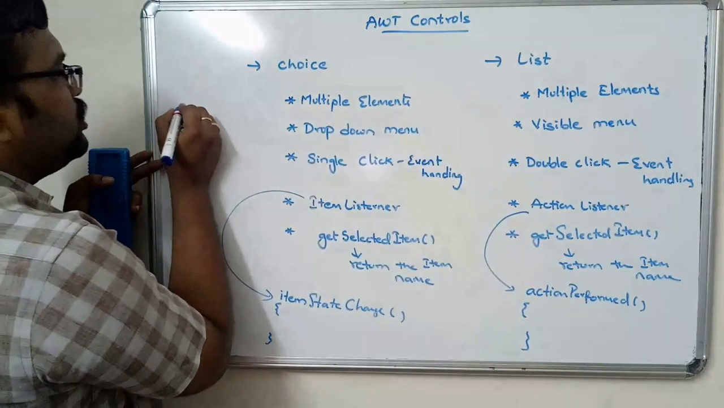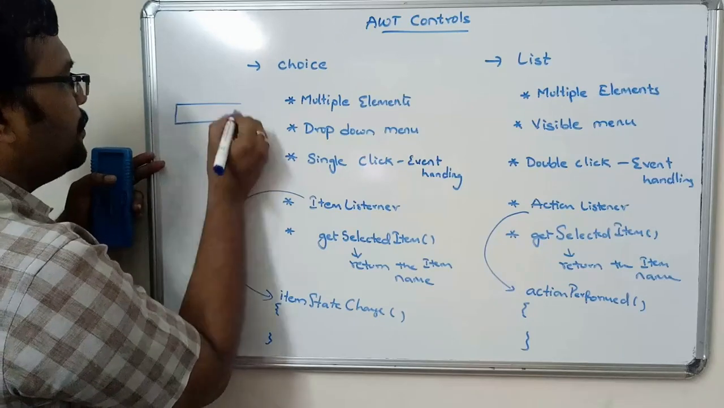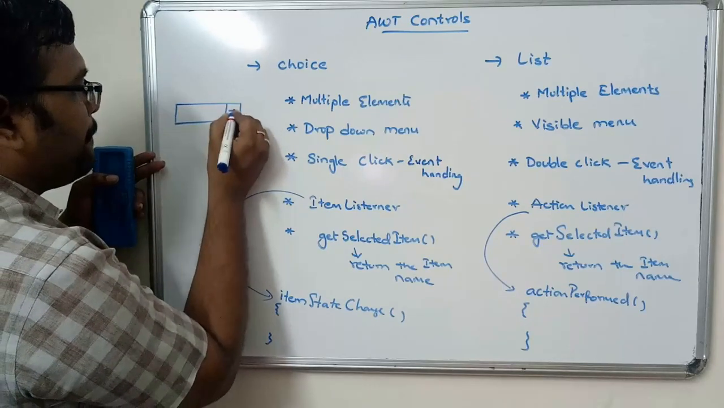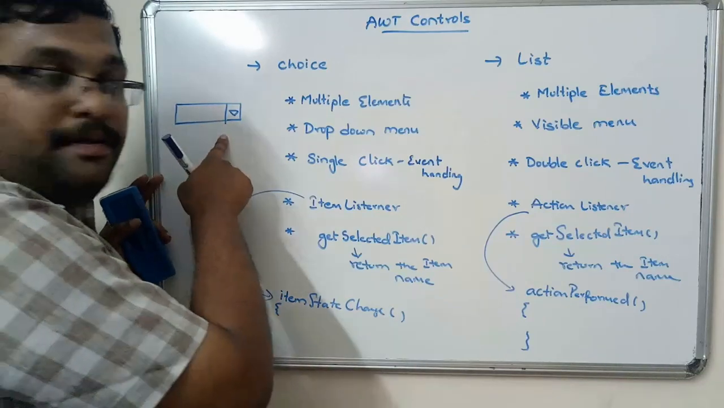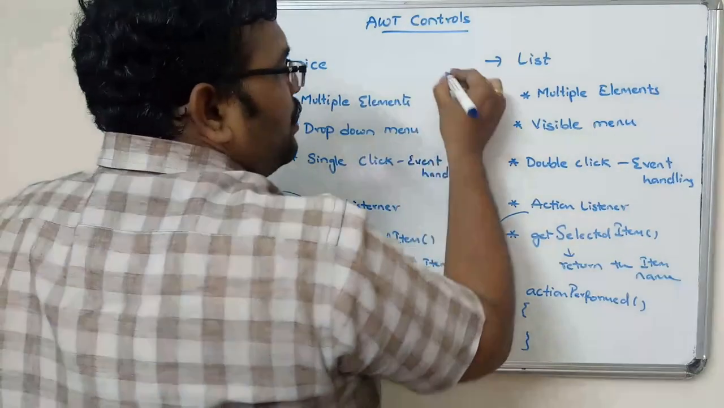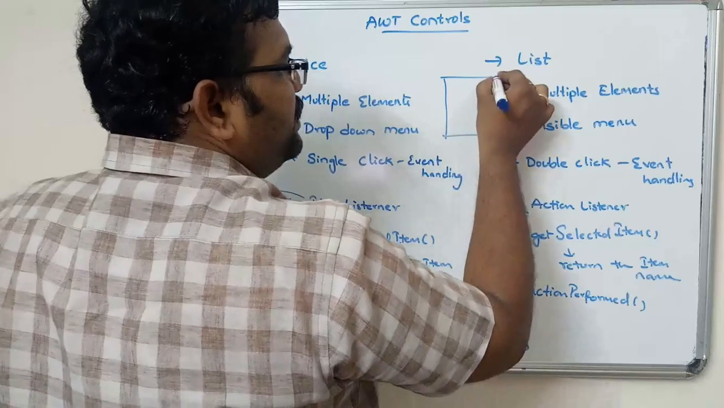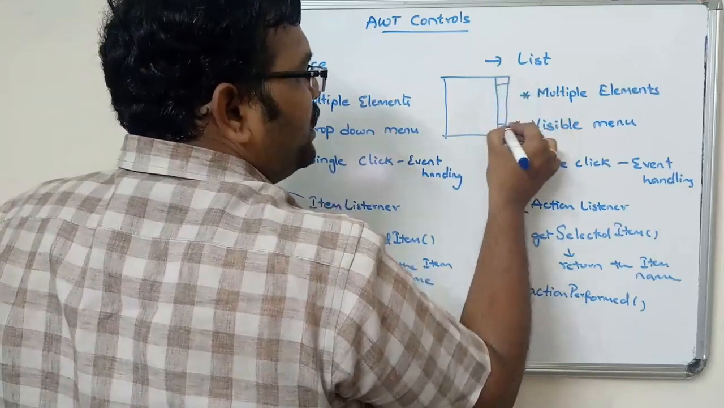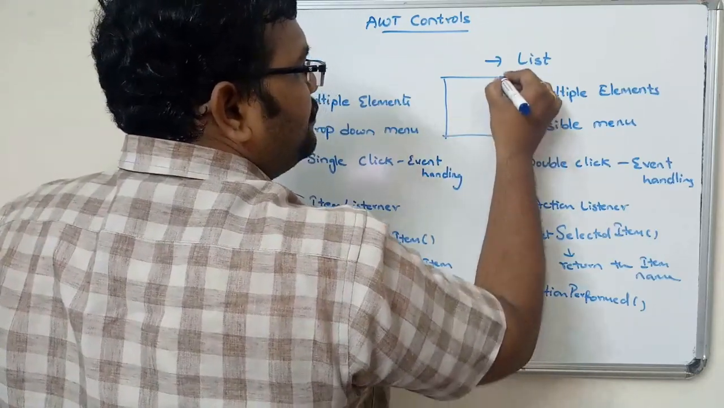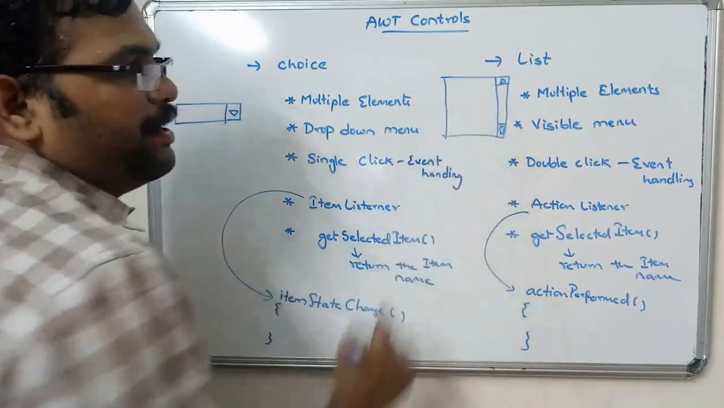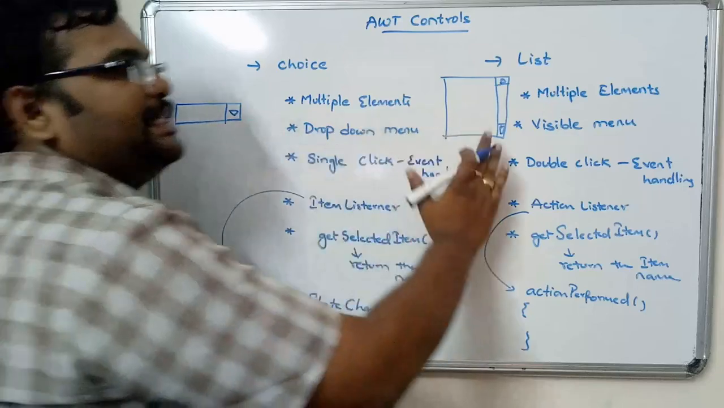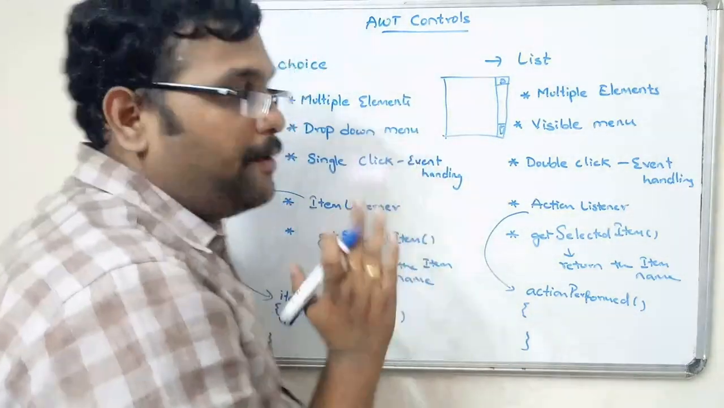Coming to choice, a drop down menu will appear. For the list, the complete visibility will be there with the scroll bars. So this is the choice, this is the list.